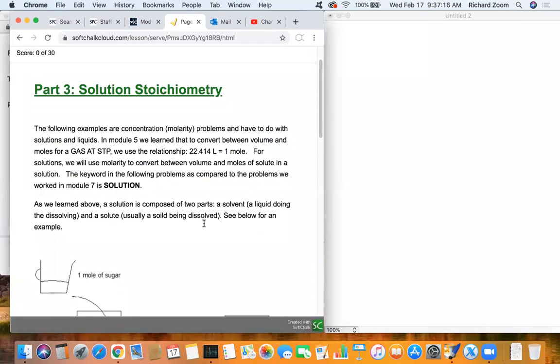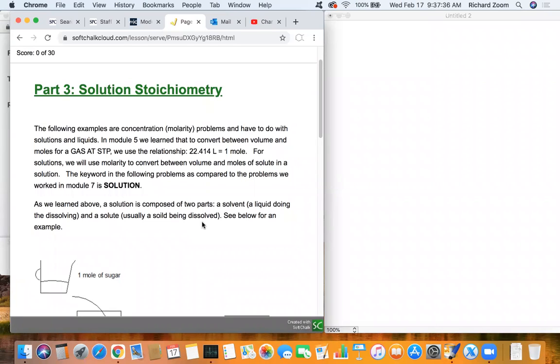We're going to now start on solution stoichiometry, which is going to combine the concepts we talked about in module 9 with the concepts that we're going to talk about here with regard to the solution concentration of moles per liter.